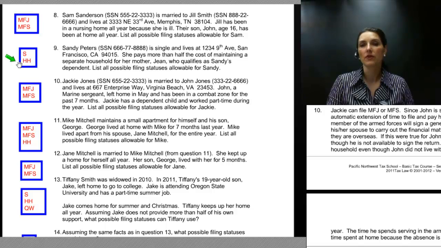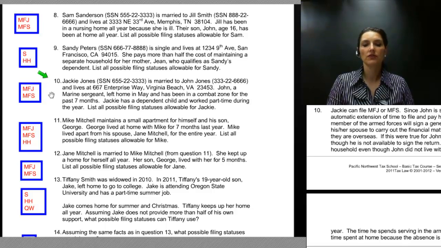And this is regardless of whether or not her mother lives with her. That's the only exception. Normally, for head of household, the person has to live with you, except when that person is your parent. Number 10, Jackie Jones is married to John Jones and lives in Virginia Beach, Virginia.